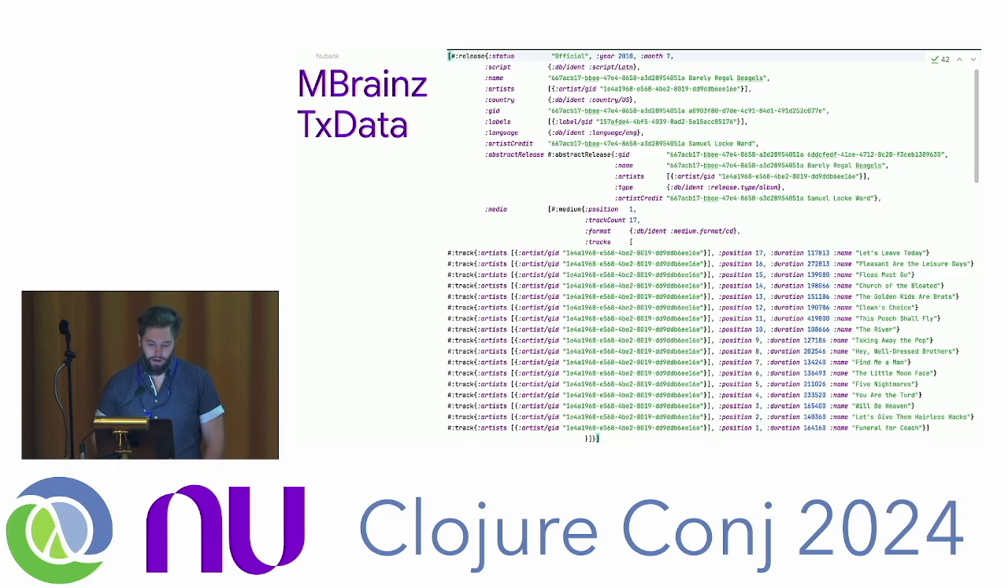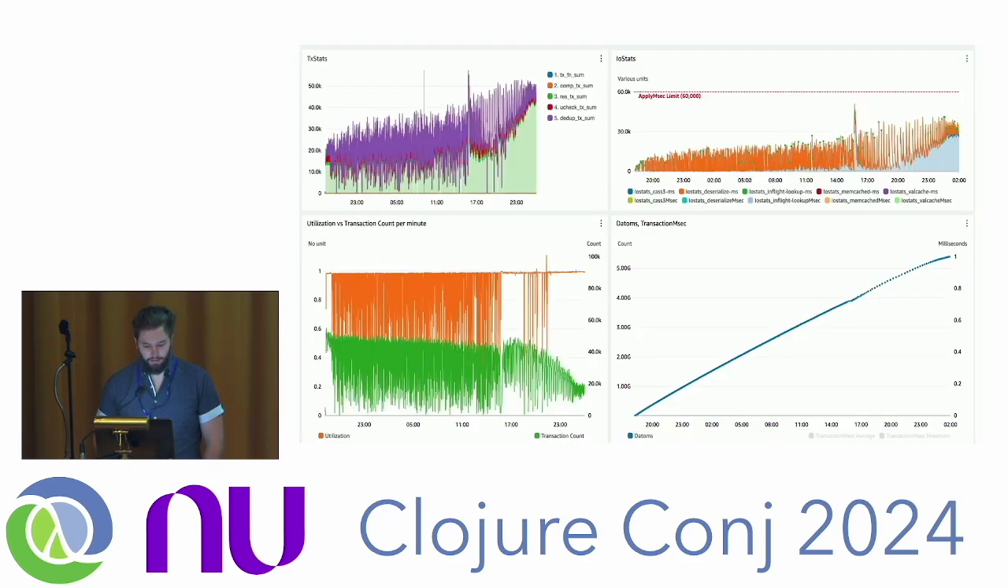This is what one transaction looks like in this scenario. It's quite big. We're submitting releases which have many mediums, which have many tracks. So we're birthing a bunch of entities, we're doing a bunch of uniqueness checks, et cetera, et cetera. We'll dig into more of that later. So this is 0 to 5 billion datums.